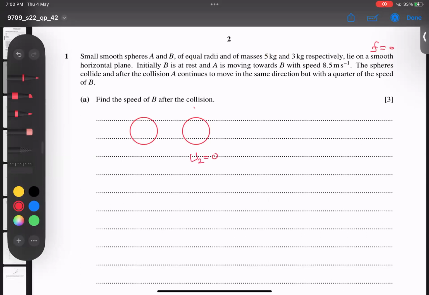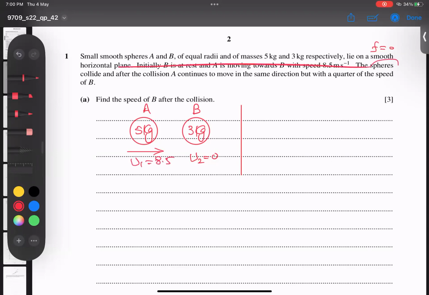So this is the B particle, this is the A particle, and the mass of this is 5 kilograms and this is 3 kilograms. Writing data is very, very important. As you know, mechanics totally depends upon writing data. And he mentioned here that initially B is at rest, and A is moving towards B with a speed of 8.5.